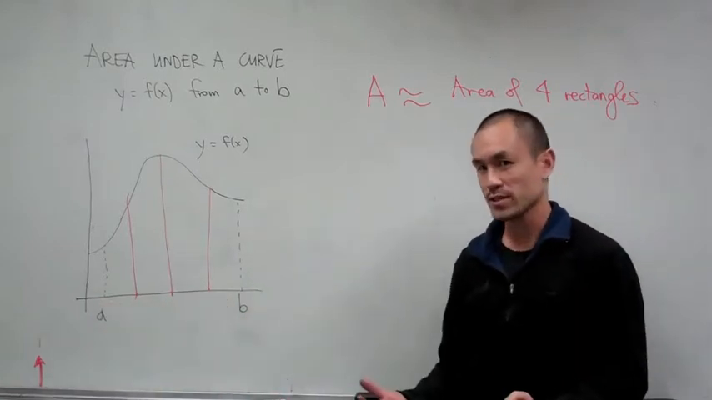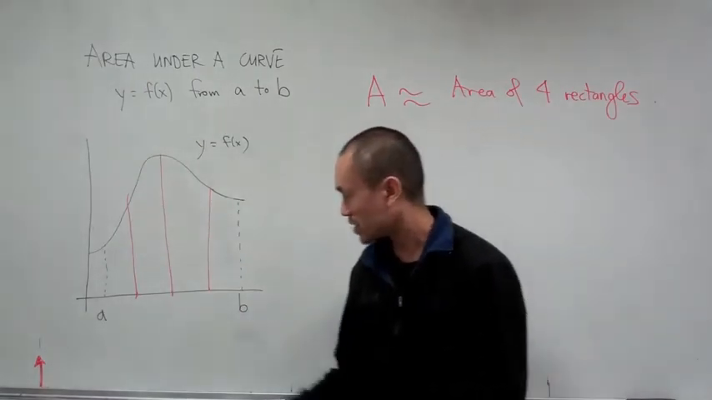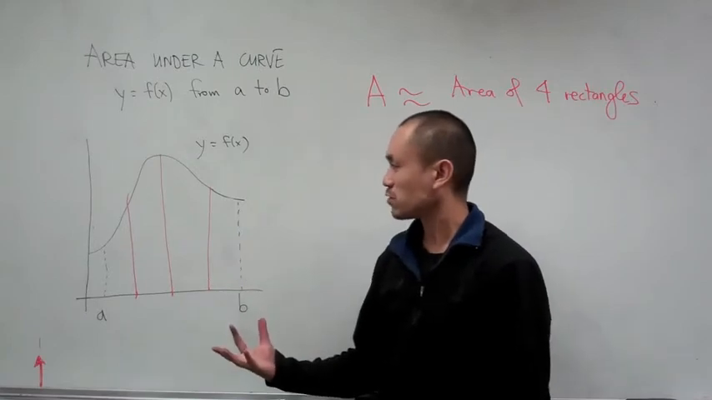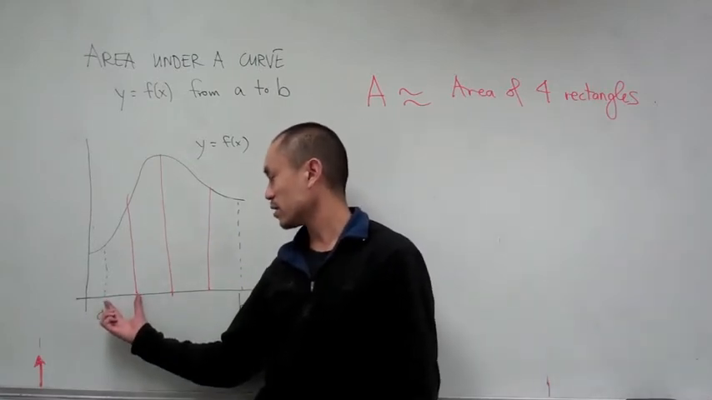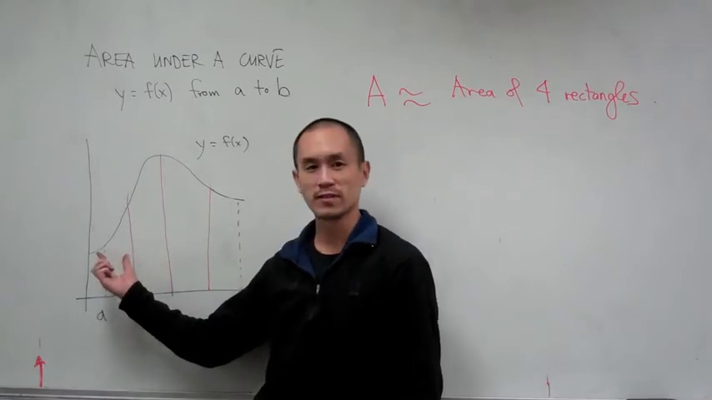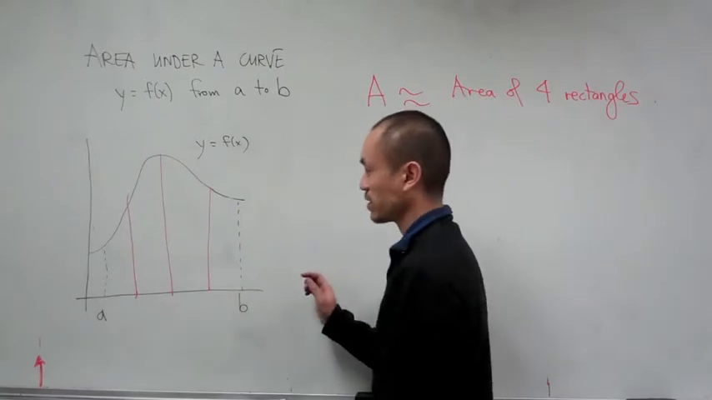And I want to figure out what the height of the rectangle should be. So I hope you can see I have four rectangles here, 1, 2, 3, 4. What I'll do first is take this rectangle, and then look at how high the function is on the left part of the rectangle. We call this the left endpoint. So if I were to do that, I would get the following rectangles.